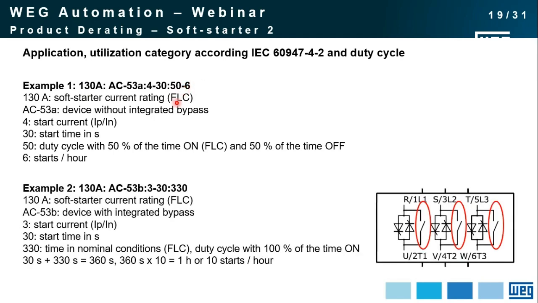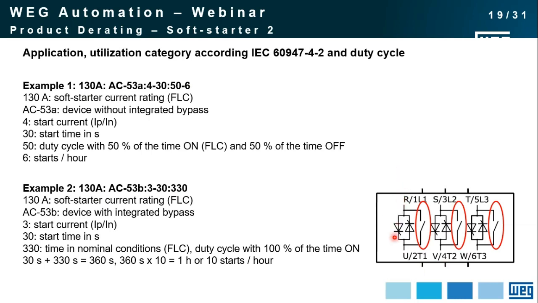But we could have another application in which a 130 amp soft starter is being applied with an integrated bypass, the start current is now 3, the start time is 30, and the normal condition time is 330, meaning that you're going to have 10 starts per hour. So here on the right, we can see a picture of a soft starter with integrated bypass.